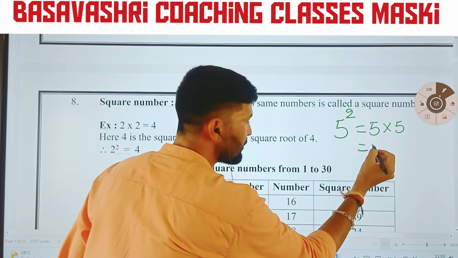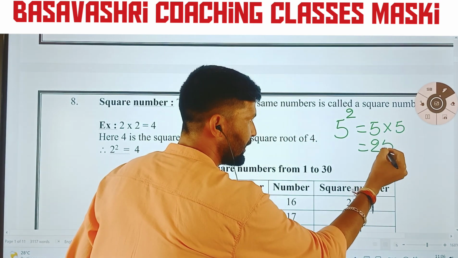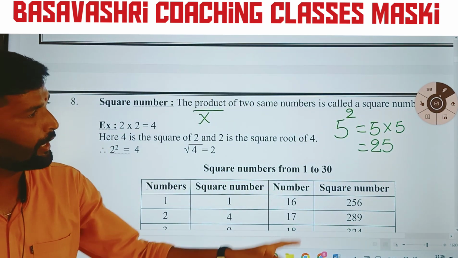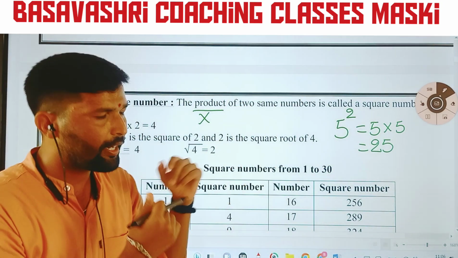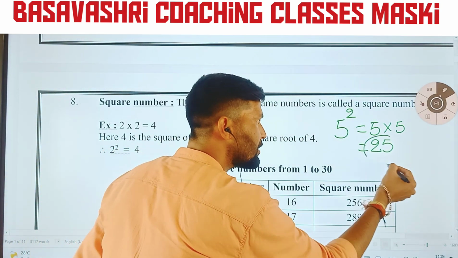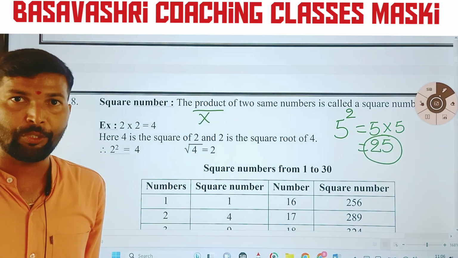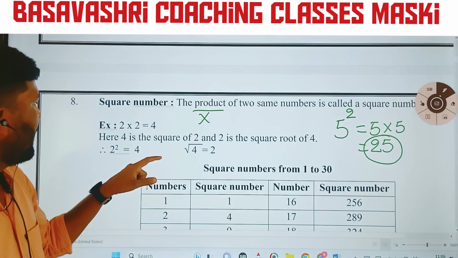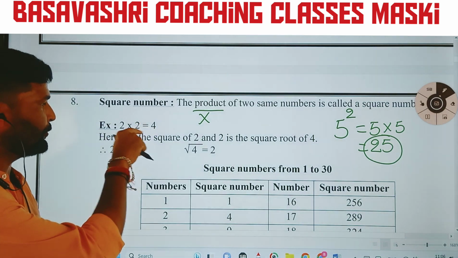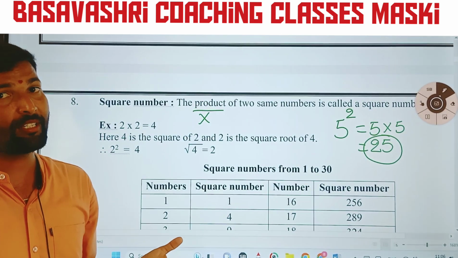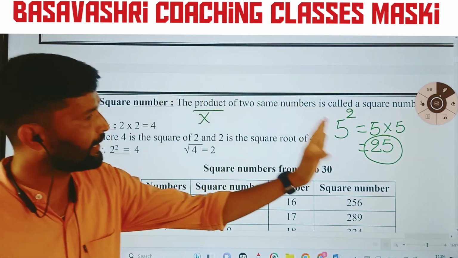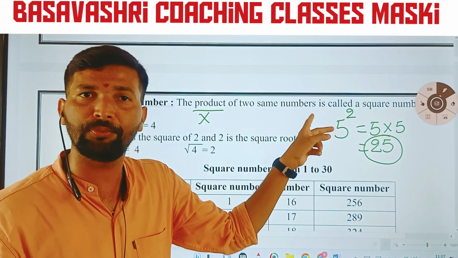The product of two same numbers is called a square number. What is the answer for this? 5 fives are 25, where 5 square is nothing but 25. Which is the square number here? 25 is the square number. And here 2 into 2 is 4. Here 4 is the square of 2, like 25 is the square of 5.